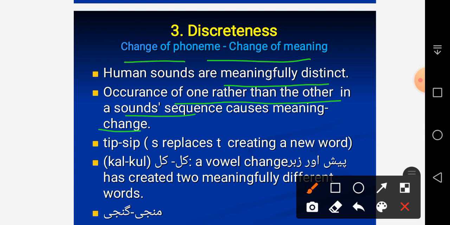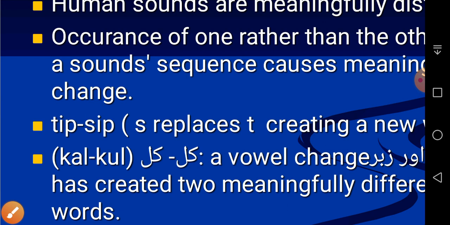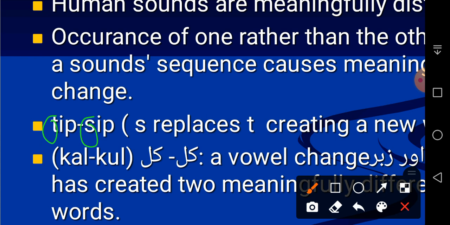Let me give you an example. Here's a word, tip and sip. As you can see, these two sounds are the same. But as soon as we change this t with this sound, what happened? When S replaces t, it creates a new word. So we can say, just remove this t and bring this one, and what happens? Sip, this is another word, and tip is another word. Just by the change of one phoneme or one sound, we have brought another meaning.